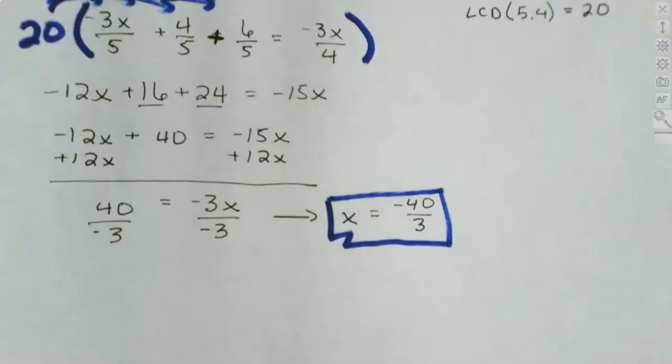Is everyone okay with what I did? So I moved it over, and then I brought that negative up to the top. And at the very last step, I always like to write the x or the variable on the left.